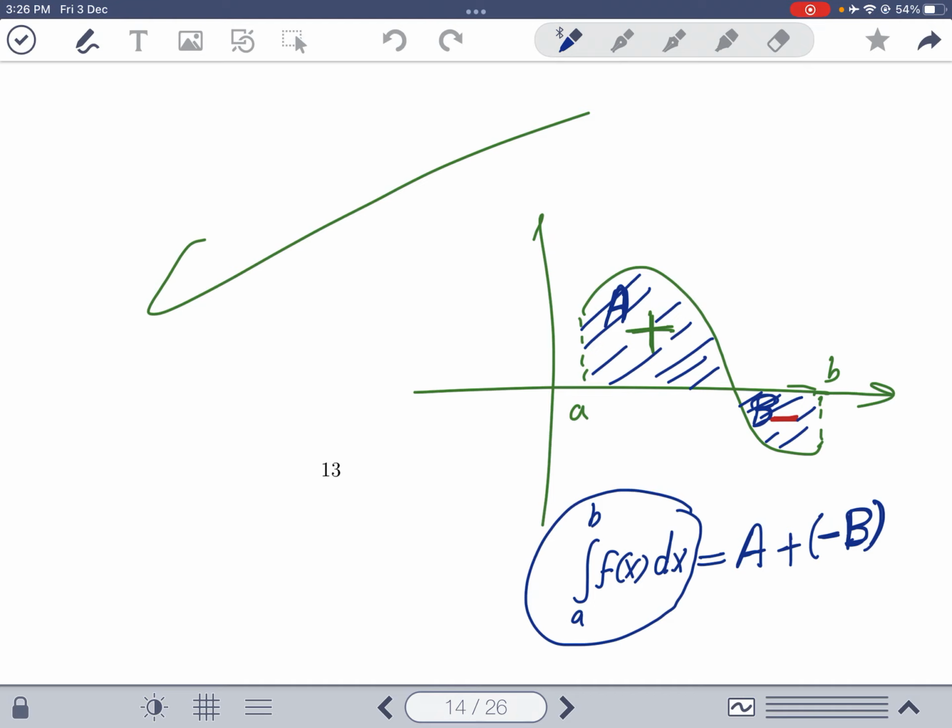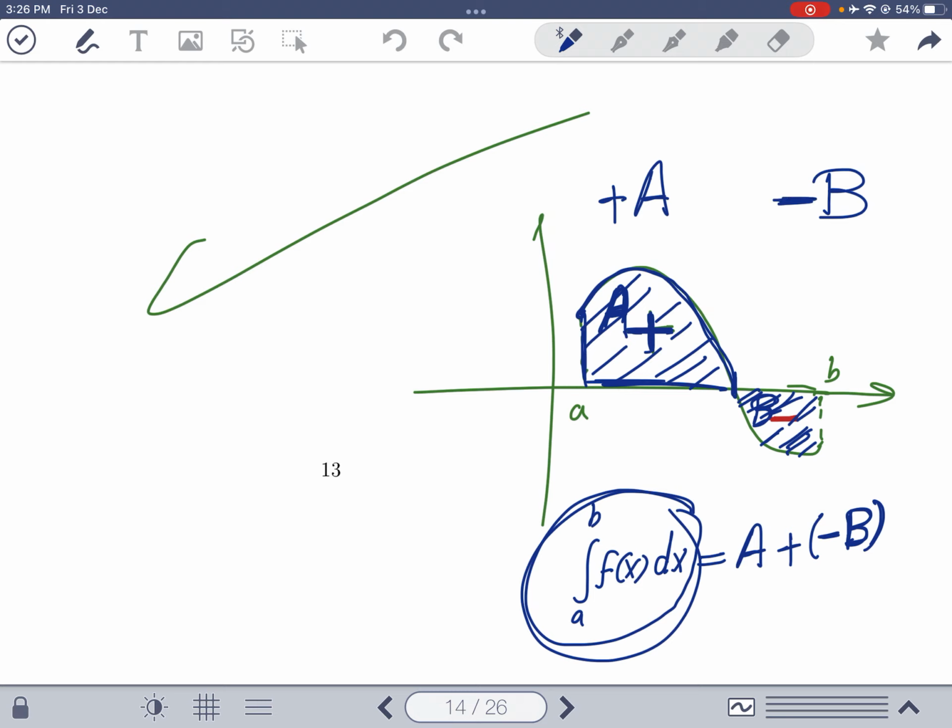If the graph is above the x-axis, like this part, it is positive. Anything above the x-axis you give positive to the area. So if your area is big A, you say that A as it is with a plus. And then the area B, any area is positive, but because it's below the x-axis and you're computing the integral, you'll put a negative for it. So you consider it as an area with negative charge, if you want. And then the total integral between A and B is the positive charge plus the negative charge.